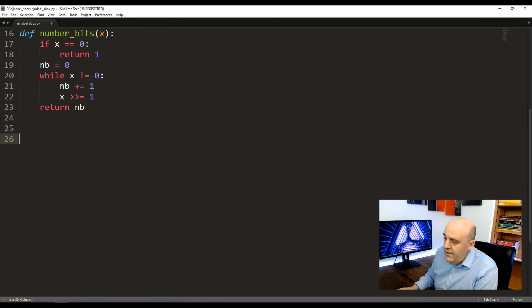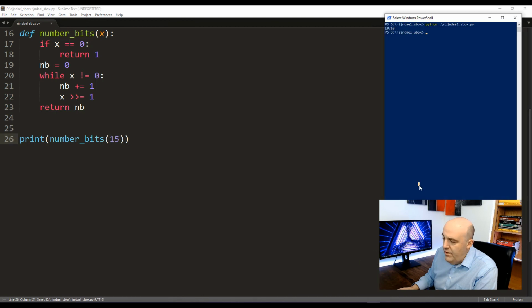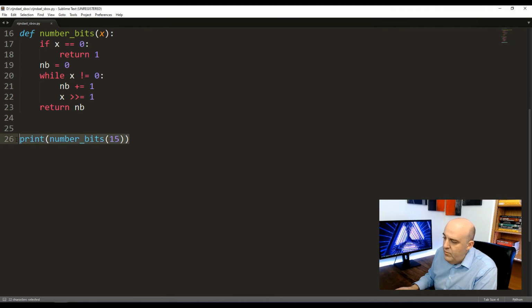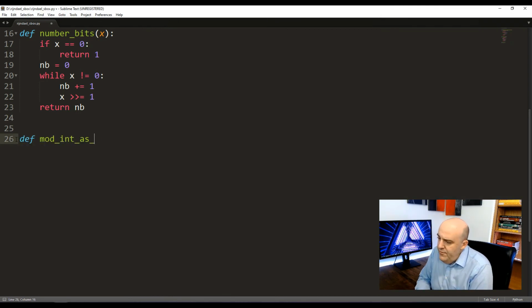And we can also test the number of bits. Why don't we see how many bits the number 15 takes? And we're getting 4, and that's correct, right? Remember, 15 is 1111.